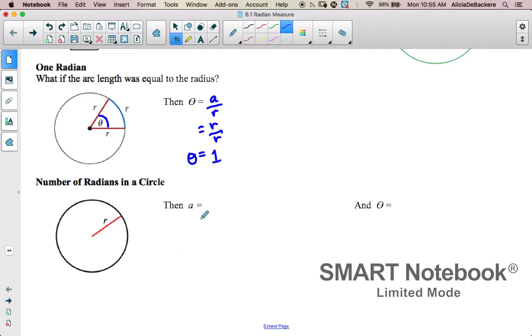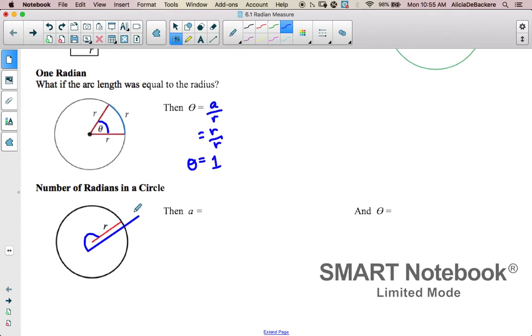All right, so how many radians are there in a full circle? So here's my radius, and I'm thinking about rotating all the way around the circle. There's my angle theta. Well, then I need to think about, what's the arc length for that slice of the pie? Well, that arc length is going to start here and go all the way around the edge of this circle. And so my arc length is actually the circumference of the circle.